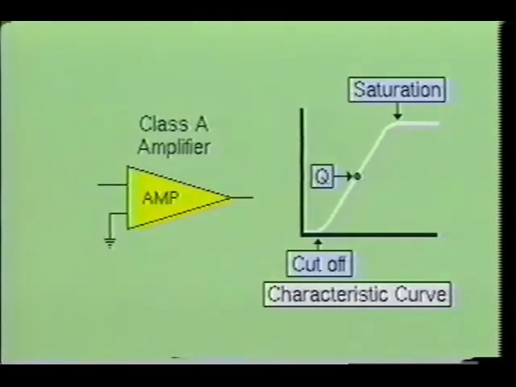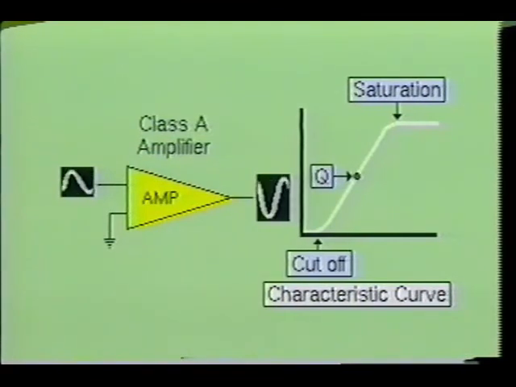Here we see another graph representing a characteristic curve of an amplifier between cutoff and saturation. Notice that the quiescent operating point, or Q point, is located at the midpoint of the linear portion of the curve. If the input signal is not too great, the circuit will operate in a linear mode and negligible amplitude distortion will occur. This is the operating point of a Class A amplifier.